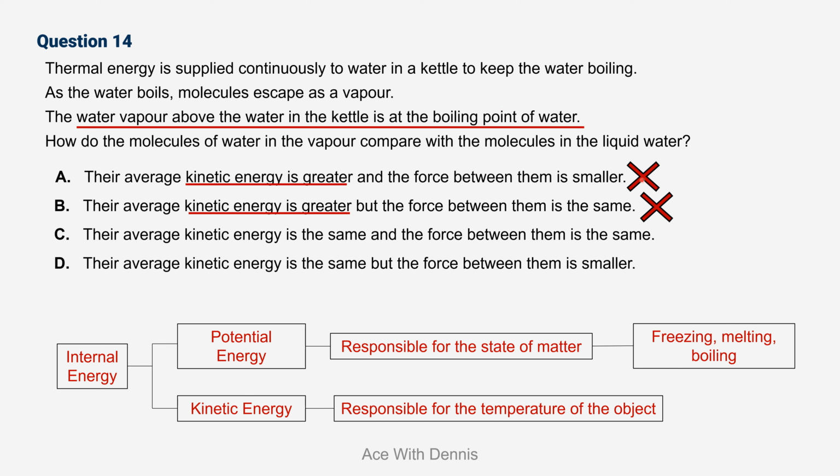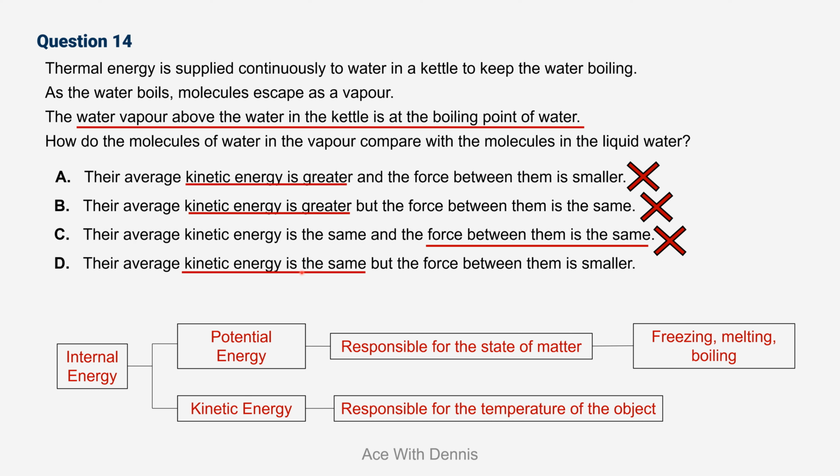option B is incorrect, because it says the kinetic energy is greater. Remember, kinetic energy is responsible for the temperature of the object. The more kinetic energy it has, the higher the temperature it will have. Now for option C, the force between them will not be the same, because in water vapor, which means it is a gas state, the force between the molecules will be smaller. Hence option C is incorrect.